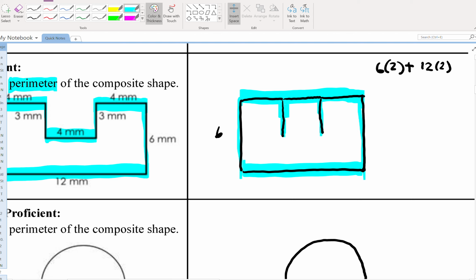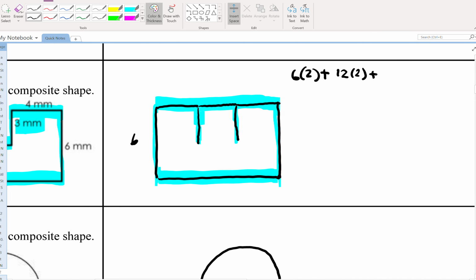And then the only thing you have left then is each of these. And these are both the 3 millimeters. And so that would be 3 times 2. So plus 3 times 2. And then you can just work through this following an order of operations. 6 times 2 would be 12. 12 times 2 would be 24. And then 3 times 2 would be 6.